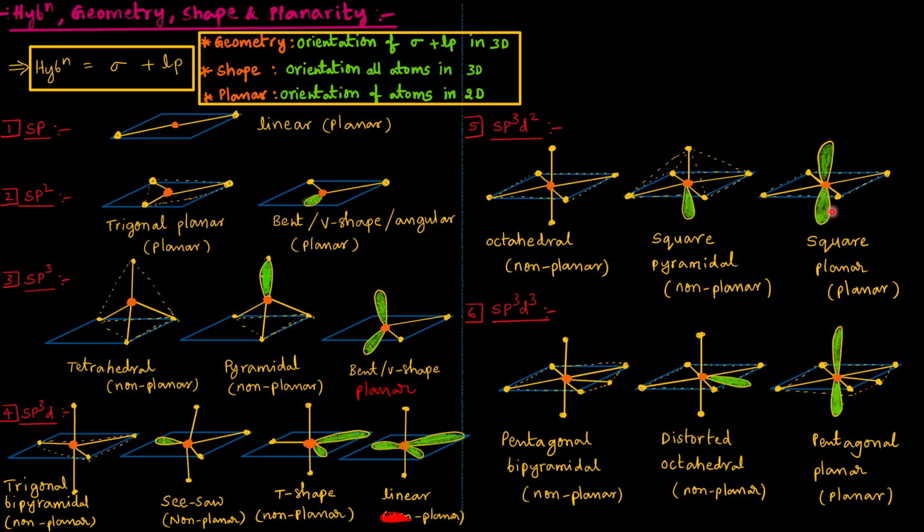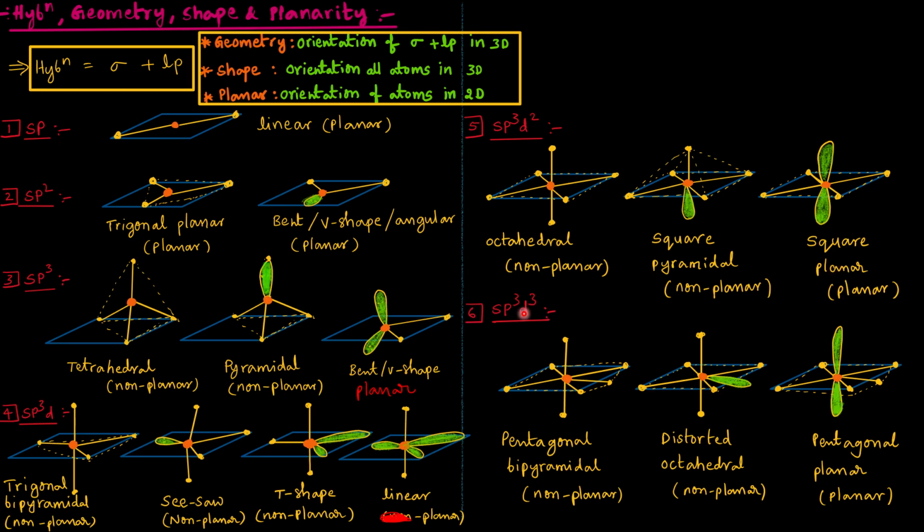If two lone pairs are present in sp3d2 hybridization, this is the shape: lone pair above the plane and below the plane. So the shape is said to be square planar. Since all the atoms, 5 atoms including the central atom, are present in the same plane, that's why this molecule is planar.